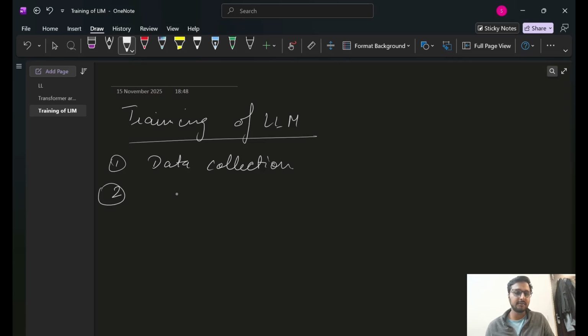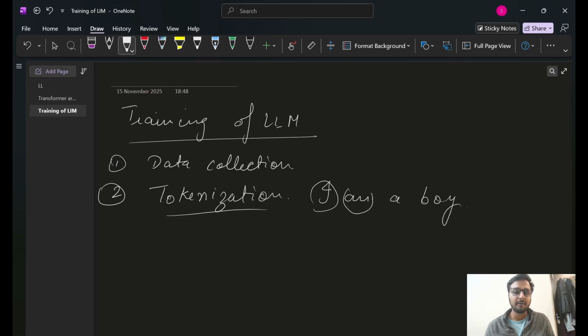The second part is, after we get the data, we do something called tokenization. In tokenization, sentences are broken into tokens, and tokens are words or subwords. Like "I am a boy". First we split the sentence, and these are my tokens. So we can do this chunking, this tokenization.